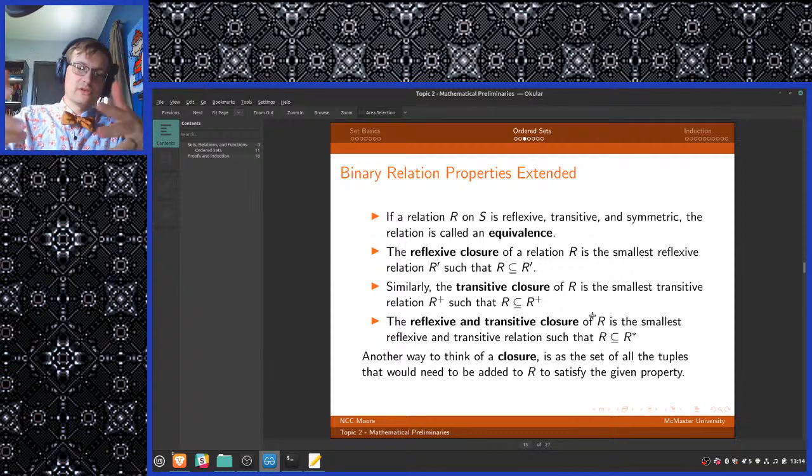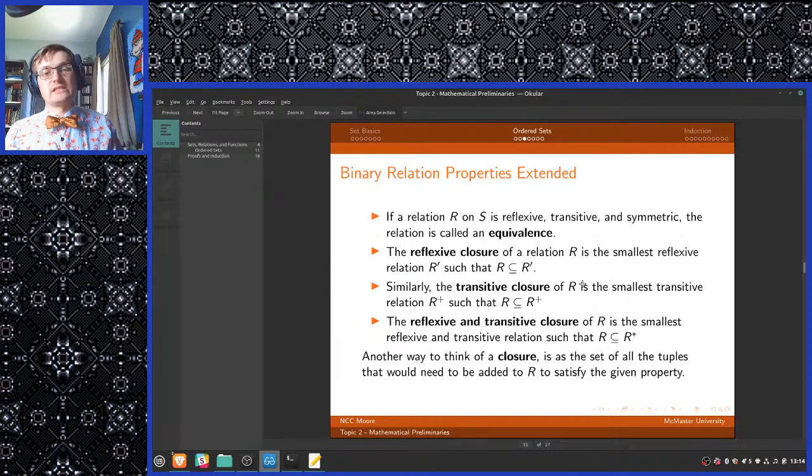With reflexive, you do the same thing for transitive, and it becomes the transitive closure. The reflexive and transitive closure of R is the smallest reflexive and transitive relation such that R is a subset of R star. Another way to think of a closure is as the set of all tuples that would need to be added to R to satisfy the given property.